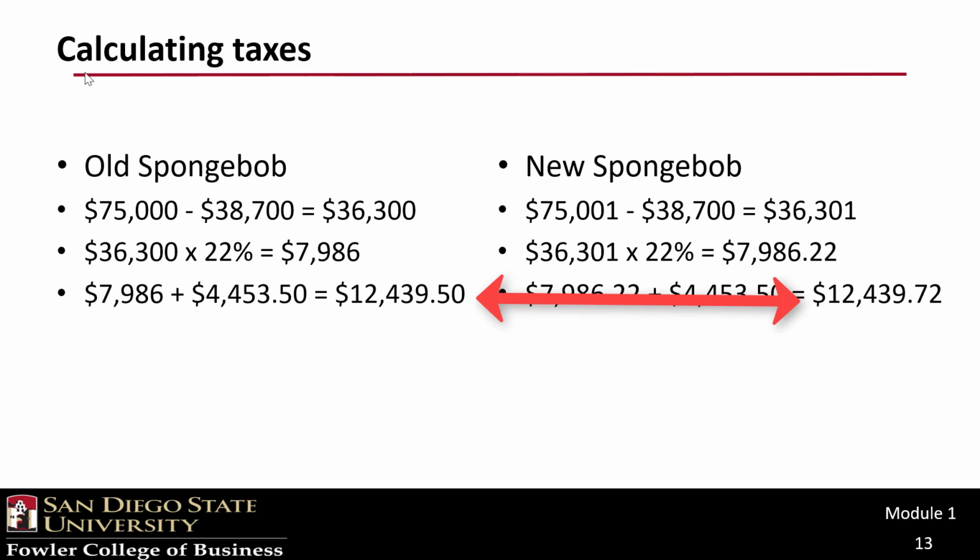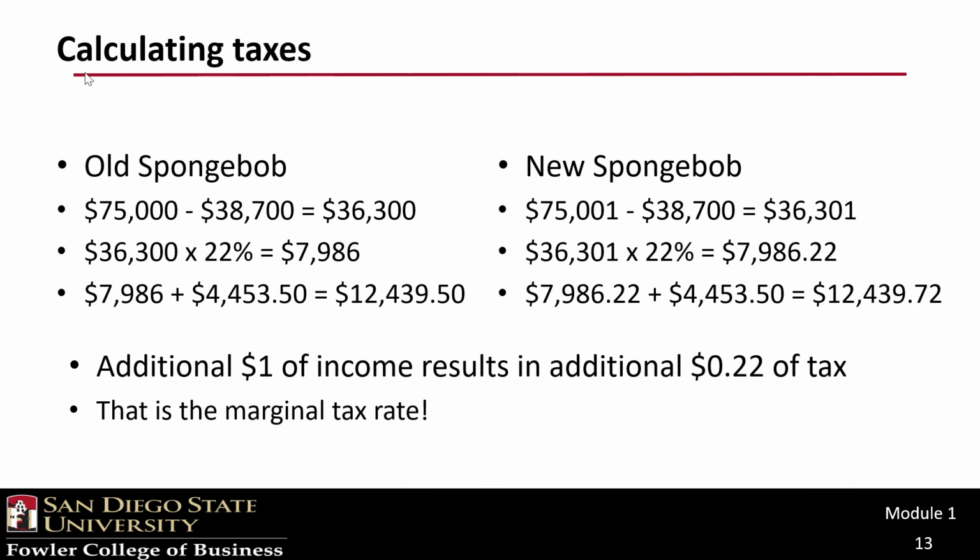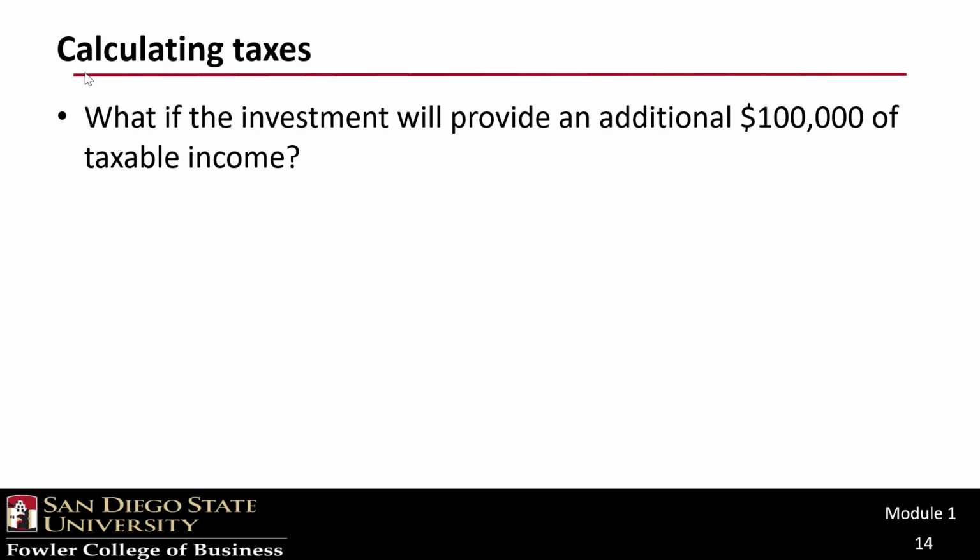Now, if you think about that, we kind of could solve for that already. That would have been the $1 of additional income times the 22%, which is the tax bracket they're in. We call that the marginal tax rate. So that's the tax that you would pay for one additional dollar of income or perhaps one additional dollar of deduction. And you can see that that's just the bracket you're in.